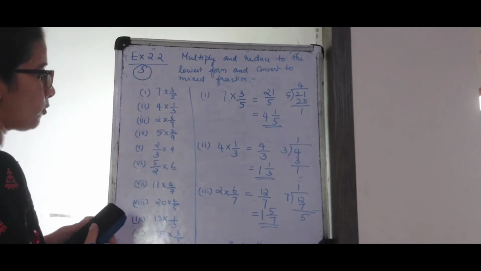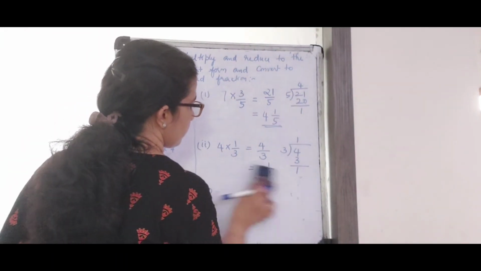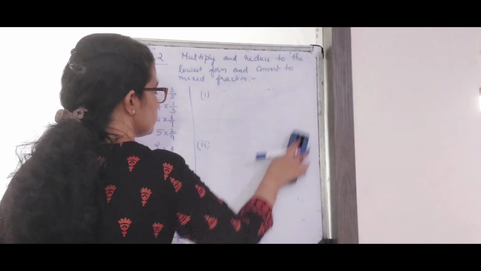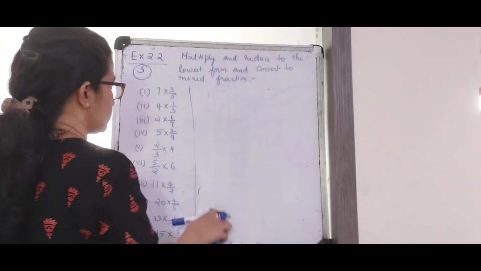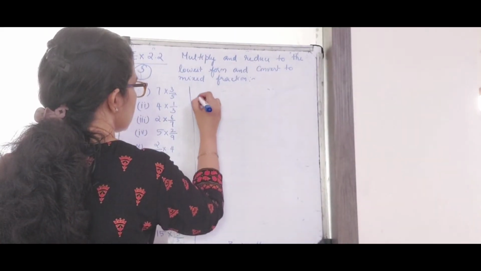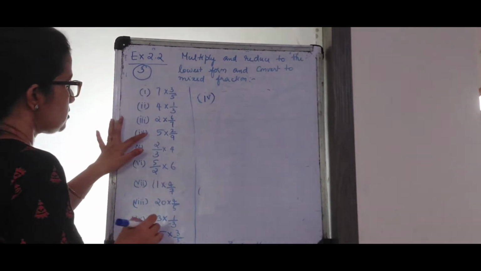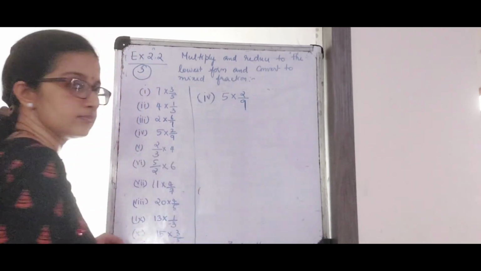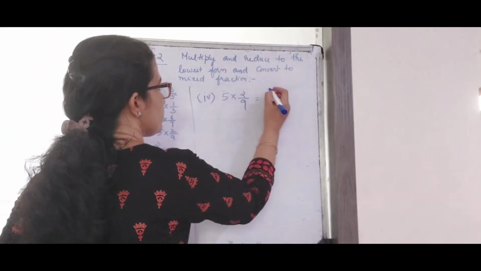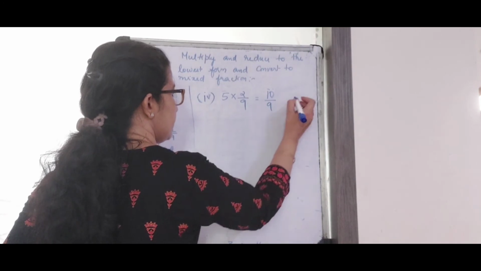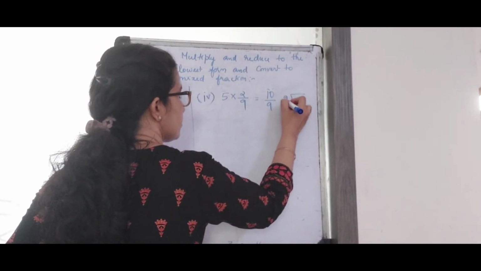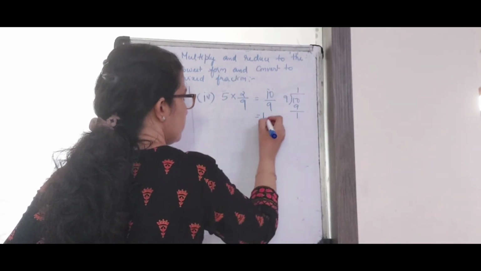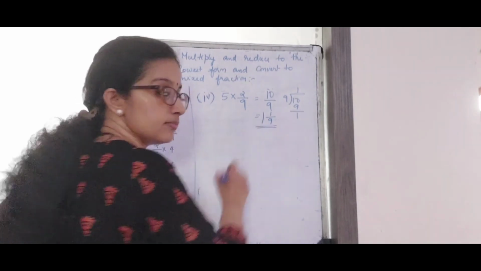Now let's take the fourth problem. Fourth problem is 5 into 2 by 9. How can you do it? 5 into 2 is 10. 10 by 9. 10 by 9 is 1 9 is 9, 1. So 1 1 by 9 is the answer.